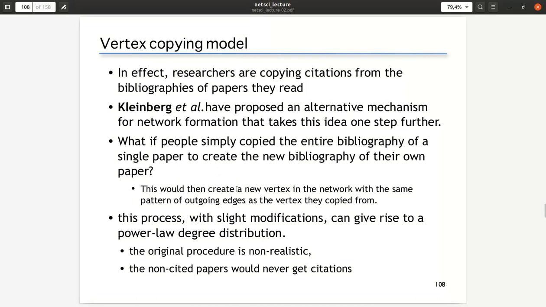And a little bit of a modification would give us a proper model, surprisingly, which can give rise to a power law degree distribution. And of course, it's correct to say that the original idea that everybody just copies blindly everything from the papers they read is absolutely non-realistic, and in this way new papers would never get any chance to be cited.